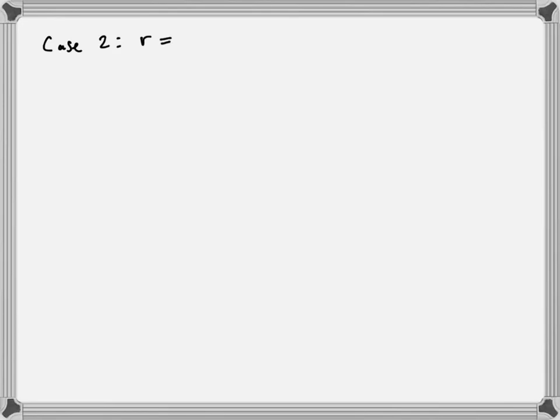Suppose that r is not 1. I want us to look at the partial sums here. We have Sn is equal to a1 plus a1 times r plus a1 times r squared plus, and you go all the way down to a1 times r to the n minus 1. So this is the sum of the first n terms.